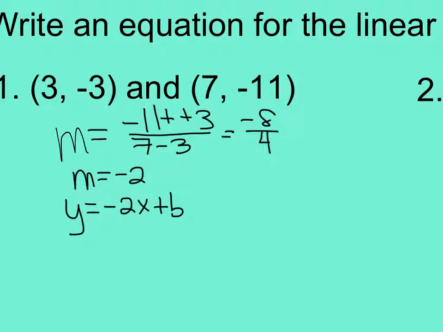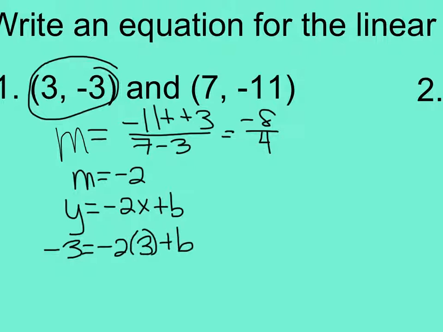b. So we need to pick one of the 2 points. Doesn't matter which one you pick, again, I'm just going to pick the first one. So where the y is, I'm going to replace it with negative 3 equals negative 2 times my new x value of 3 plus b. Negative 3 equals negative 6 plus b.